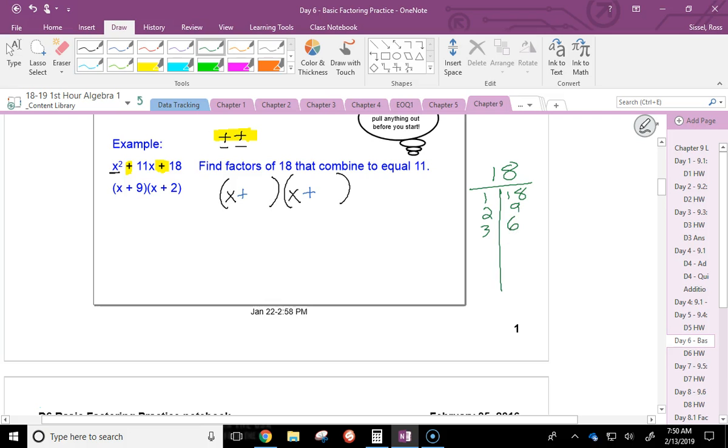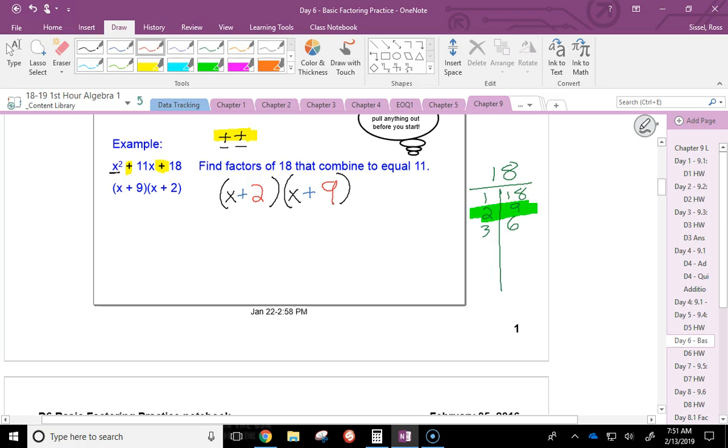What I always do then is, since these are adding, I'm going to say, okay, which two, since I'm adding, can I add and get 11? 1 plus 18 is 19. 2 plus 9 is 11. So that tells me I would be using these two numbers. I would put in 2 and I'd put in 9. And this is my final answer. When we took our quadratic and we broke it down, we got it to x plus 2 times x plus 9. It does not matter if you switch the 2 around. You could say x plus 9 and x plus 2.